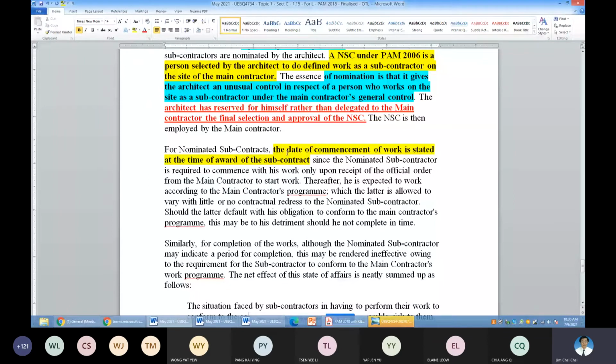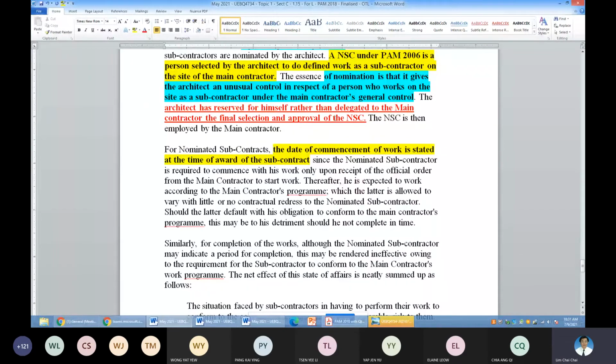So can you imagine the NSA system under this method? Selection is by the employer and the architect, and then packed to the main contractor. Once the NSA is selected and packed to the main contractor, the NSA's nightmare commences. I repeat, once they are successfully packed to the main contractor, the NSA's nightmare commences. Why? I am telling you now why.